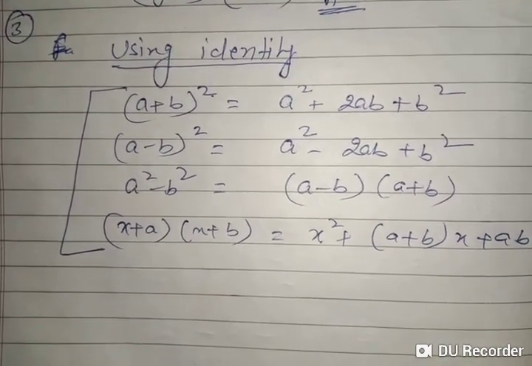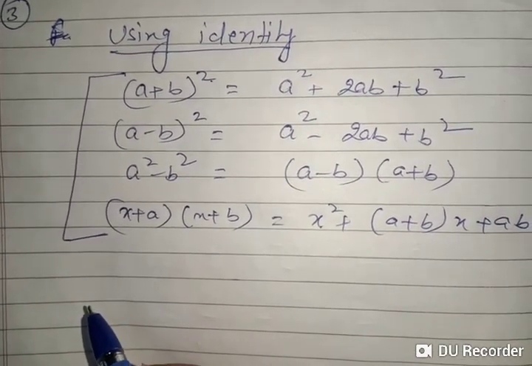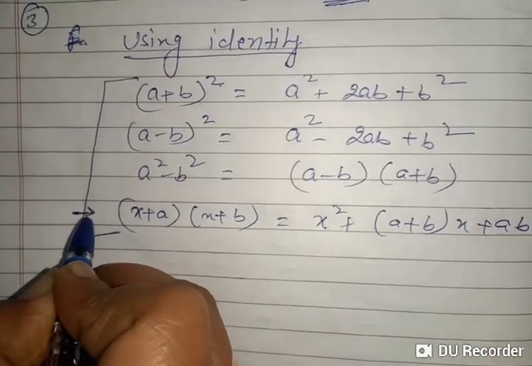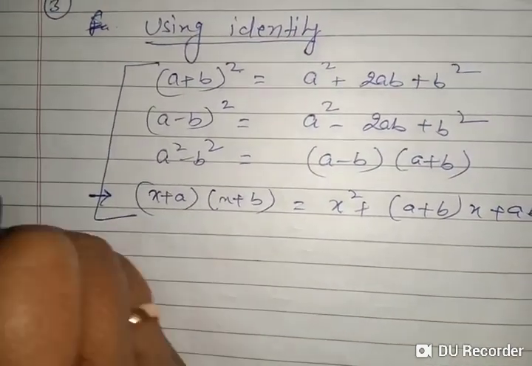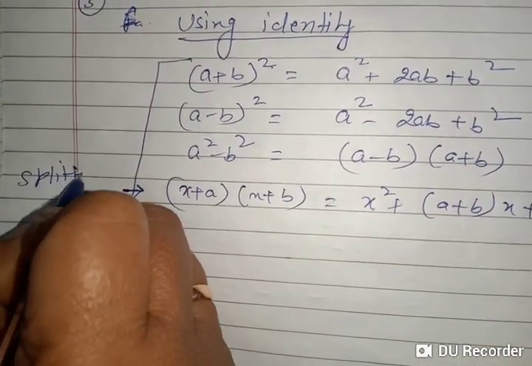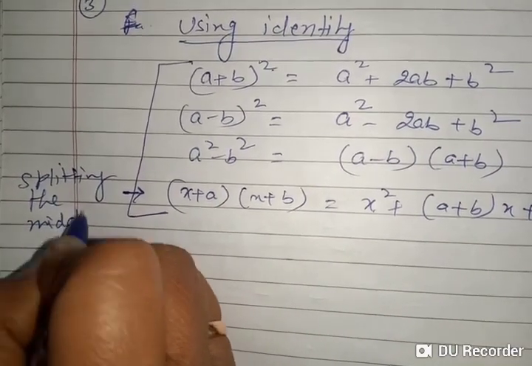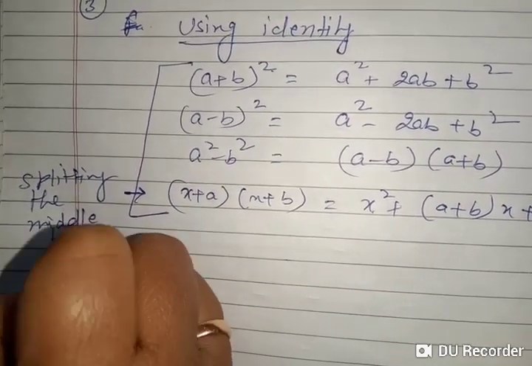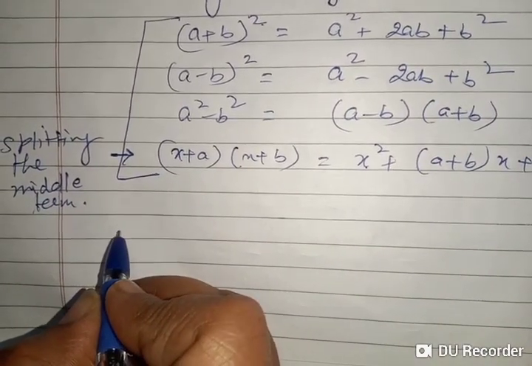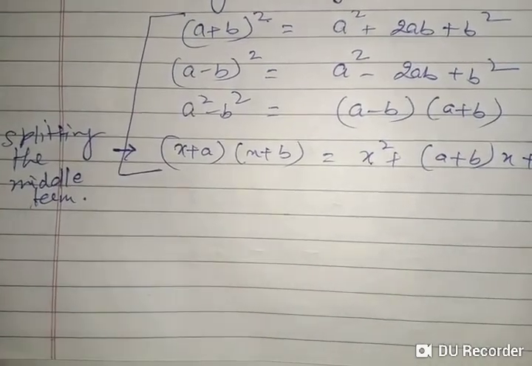In that I will discuss with you cubic. So let me frame some examples so that I can explain each and every identity. This last identity in factorization is known as splitting the middle term. This fourth identity is known as splitting the middle term. I will explain this identity in detail. So I am framing some questions all together, and after that I will explain.